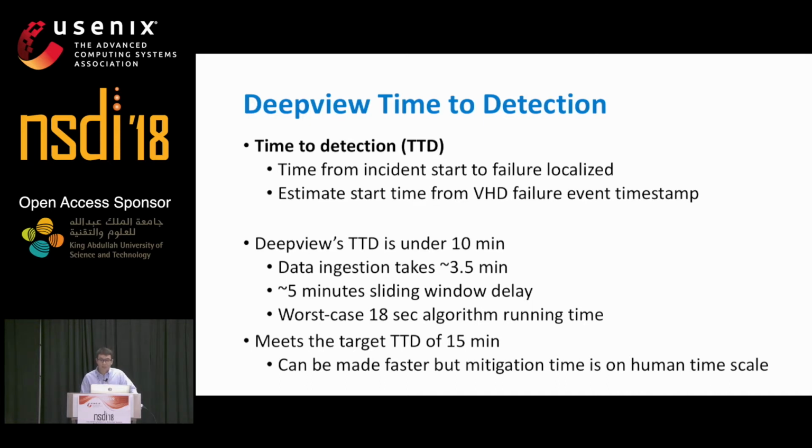minutes, where the data ingestion part takes about 3.5 minutes. The sliding window delay is about 5 minutes, while the worst-case algorithm runtime is less than 20 seconds. And Deepview is able to actually meet the production target of 15 minutes. While we know that we can perhaps make the system faster by a clean slate design, mitigation time itself is on human timescale, which is on the order of minutes.